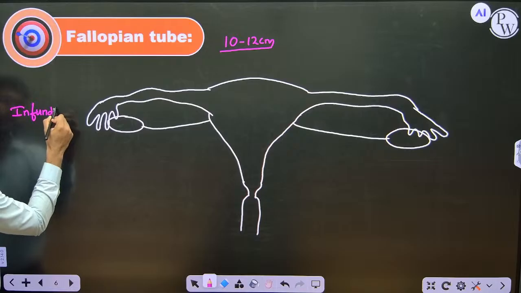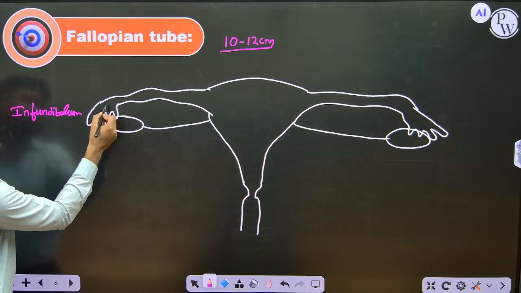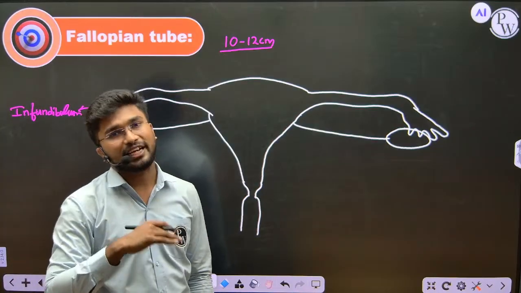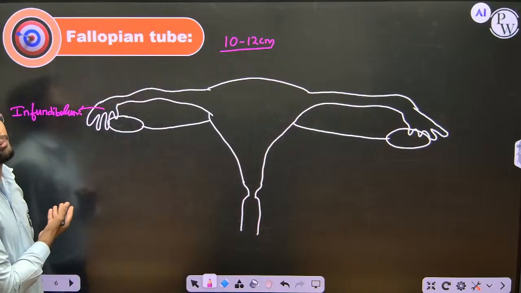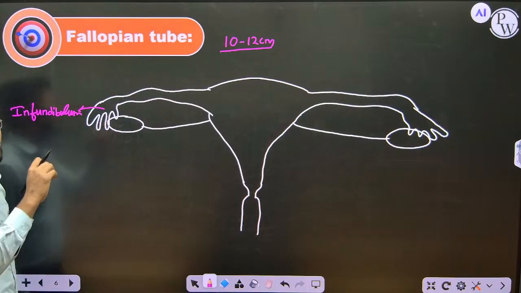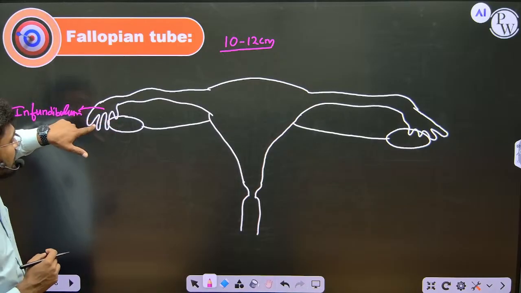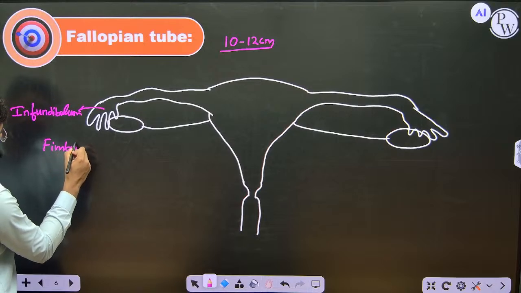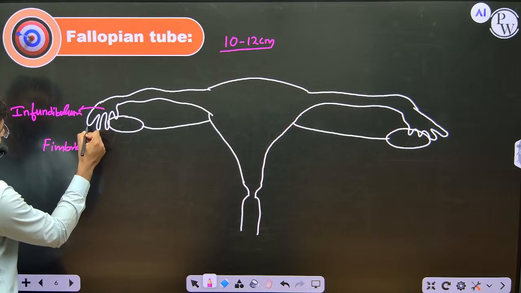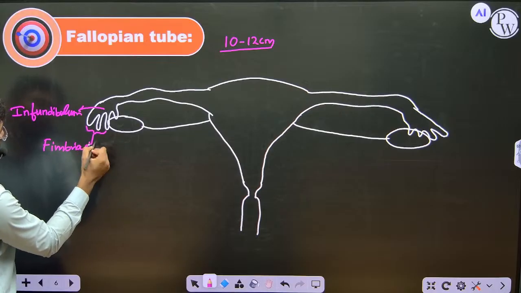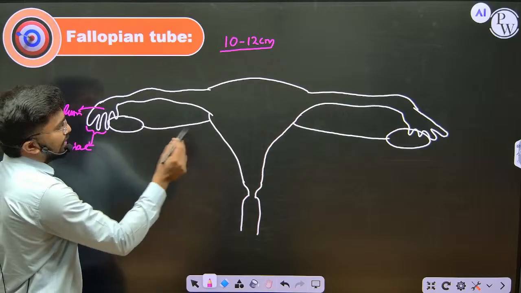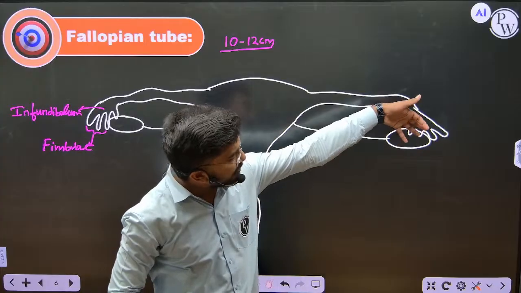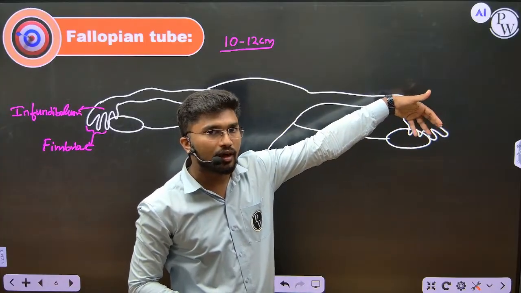Infundibulum. In the exam they will ask: the funnel-like structure which starts from the periphery of the ovary. Answer is infundibulum. This infundibulum has finger-like projections. These finger-like projections are called fimbriae.